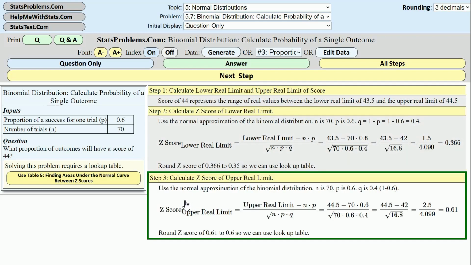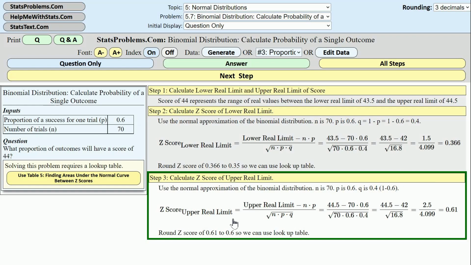In Step 3, we calculate the z-score of the upper real limit. Use the normal approximation of the binomial distribution. N is 70, p is 0.6, q is 0.4, 1 minus 0.6.